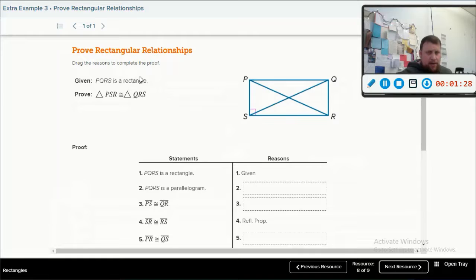Prove rectangular relationships. Ooh, not quite yet, though. Check this out. Drag the reasons to complete the proof. So let's see. Given that PQRS is a rectangle, we're told this is a rectangle. So right off the bat, we know it's a rectangle.